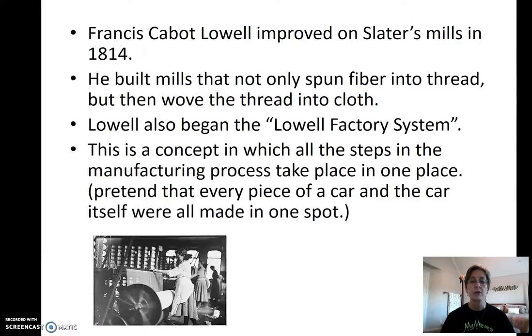Now let me tell you a little bit about Lowell. Lowell does this because he goes to Britain. He literally is a spy, an industrial spy. He went to England and somehow arranged to have a tour of one of these mills where they had these big machines that were making thread into cloth, weaving it into cloth, a big weaving machine.